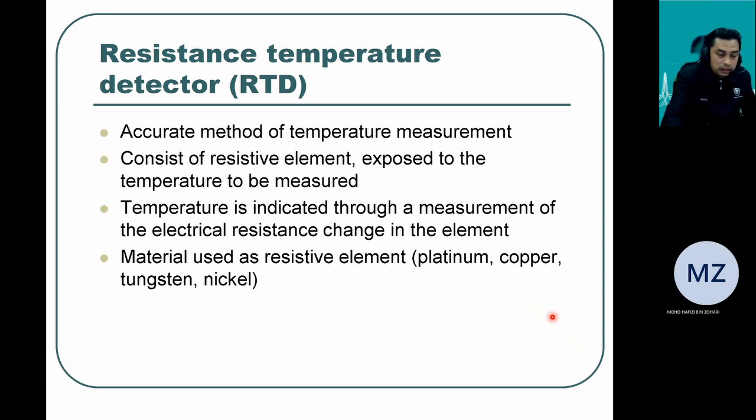Usually, before we go to the mechanism, we can look at the types of material that are frequently used for the RTD. We have materials that are sensitive to resistance, which are platinum, copper, tungsten, nickel. All these things actually have very high resistivity.